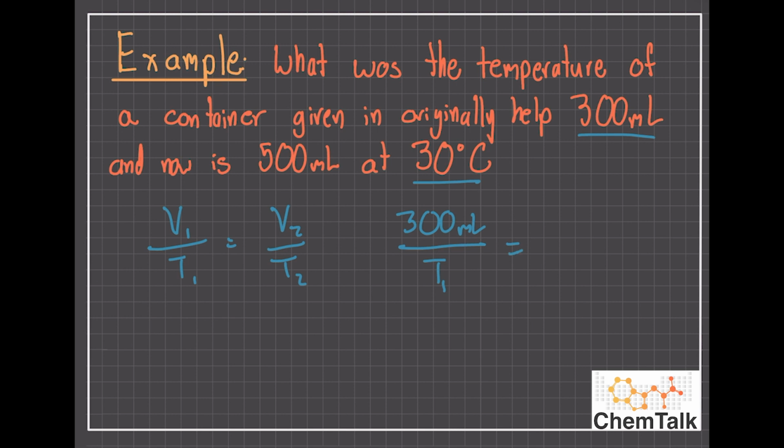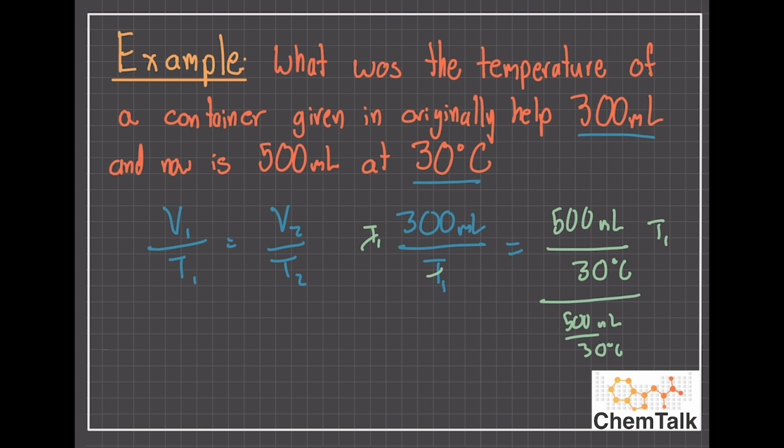All right, and what do they give us now? They give us that now we're at 500 milliliters, so that's our volume 2, and we're given that it's at 30 degrees Celsius. All right, so now we just need to get the unknown variable on one side of the equation and everything else on the other side. So how do we do this? Let's multiply T1 to the other side on both sides, and then let's divide the whole entire right side by itself. So something you can do is if you're multiplying or dividing by a fraction, you can just flip it on the other side. So we have this one. So on this side, it's 500 milliliters over 30 degrees Celsius.